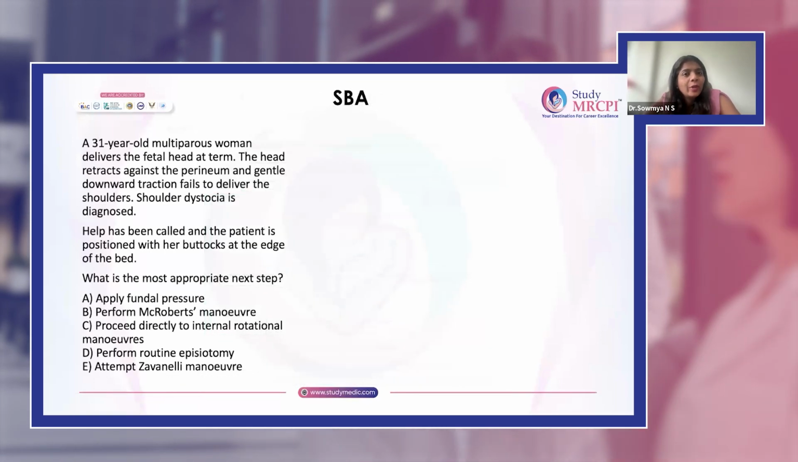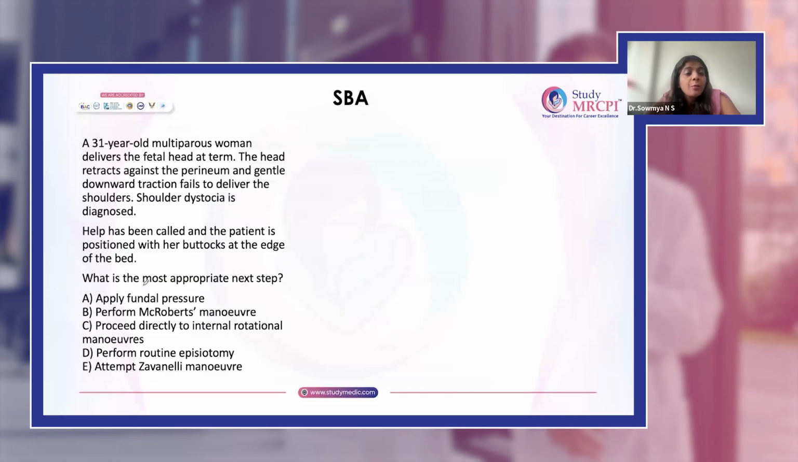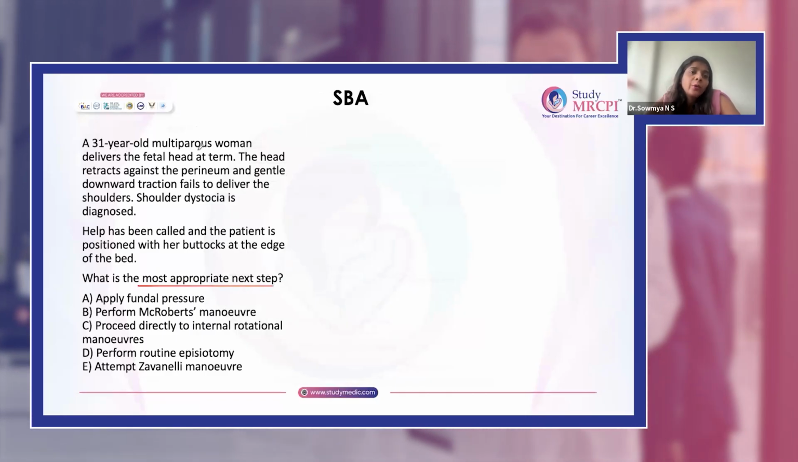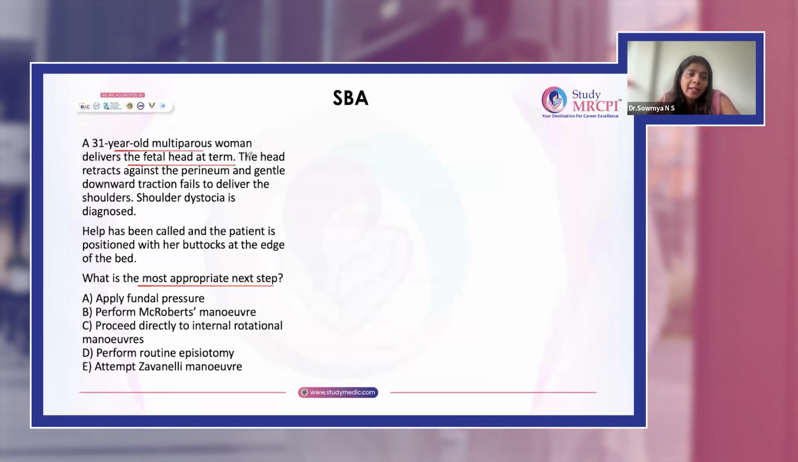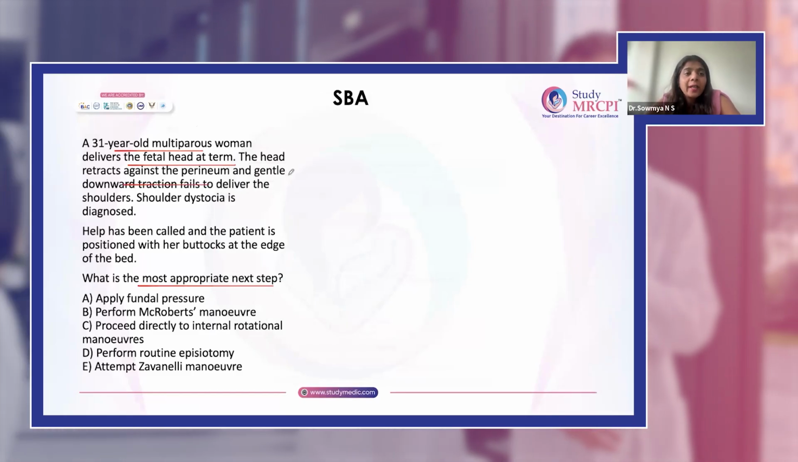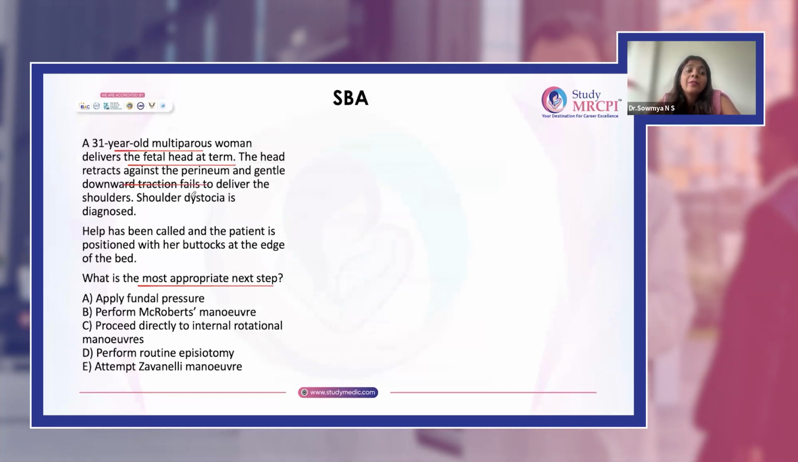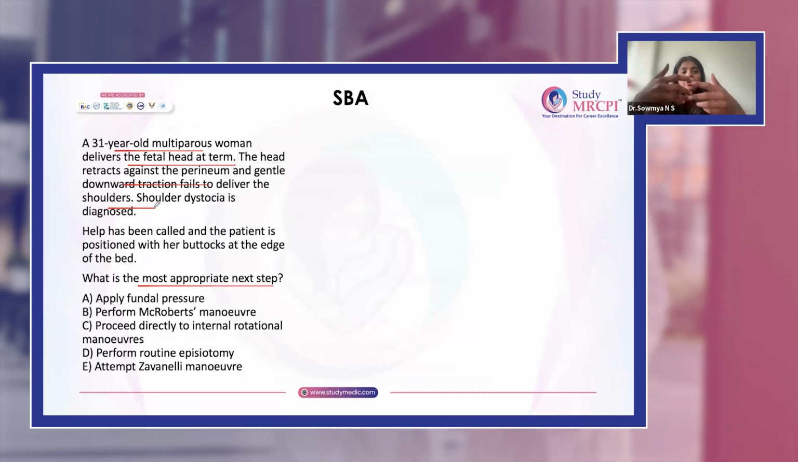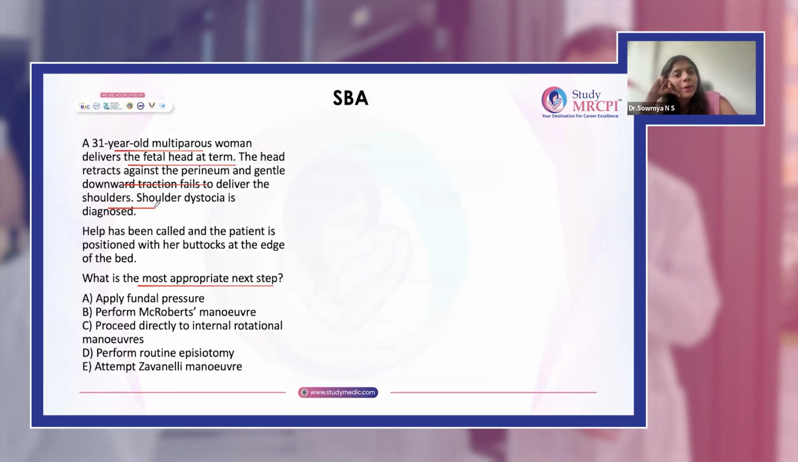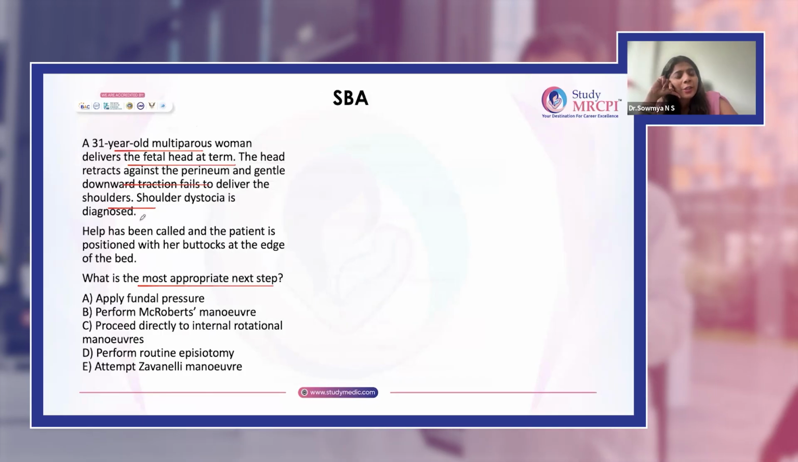Fine. So let's see one of the SBAs. What is the most appropriate next step? A 31-year-old multiparous woman delivers the fetal head at term. Head retracts against the perineum. Gentle downward traction fails to deliver the shoulder. This is an axial traction which you give along the line of the spine. And shoulder dystocia is diagnosed.